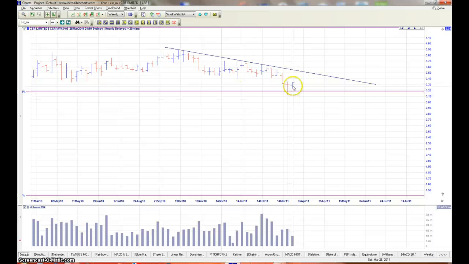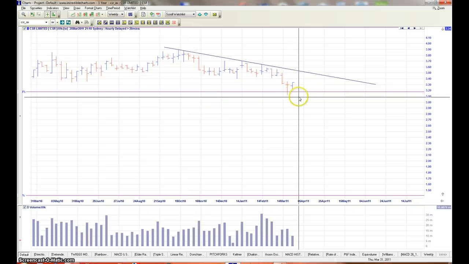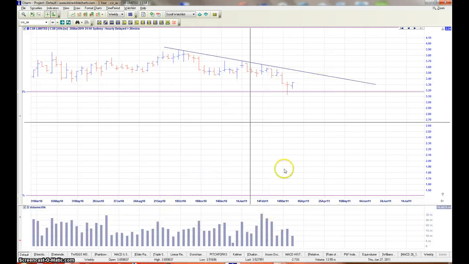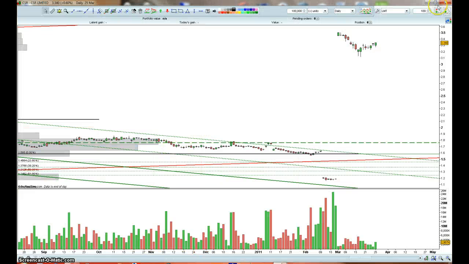I suppose it's holding above the 23.6 at the moment, but it's not really doing anything very exciting. Close out of there.